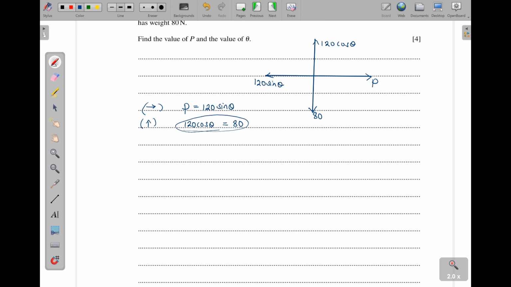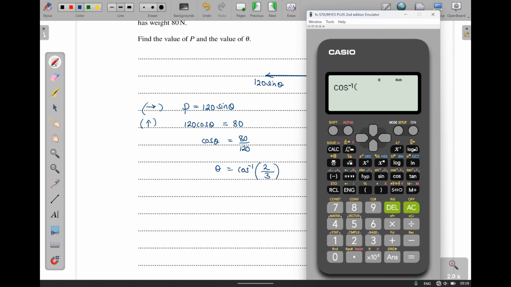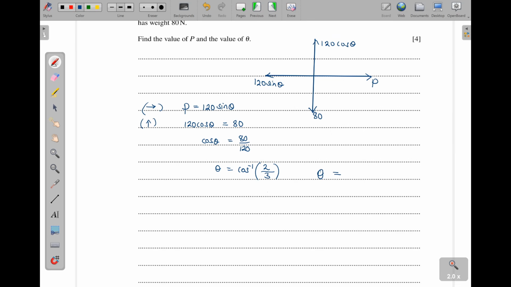So using this one, I can actually find the value of theta. So cosine of theta is equal to 80 divided by 120, and then theta will be equal to the arc cos of this one here. By 40, you get 2; by 40, you get 3. So what do we get here as the value of theta? Arc cos of 2 out of 3 gives us 48.2 to 1 decimal place.